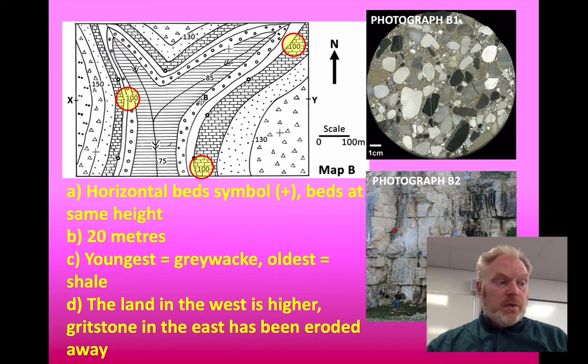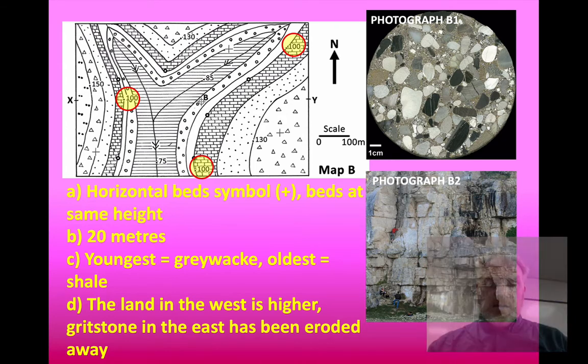By Y, the height of the land there gets to just over 140 meters. By X, though, it's about 160 meters. So because Greywacke is the youngest bed, it's the one at the top of the sequence, it's only going to appear on the highest land.